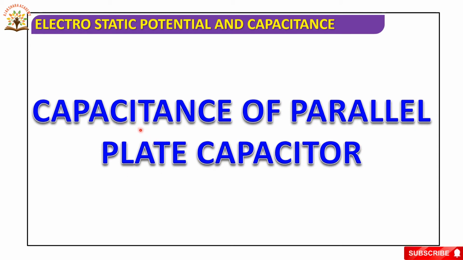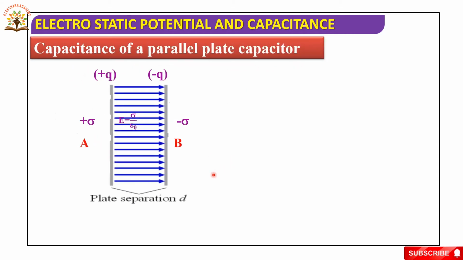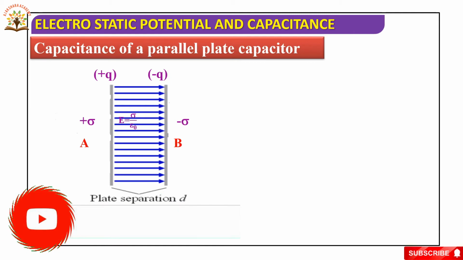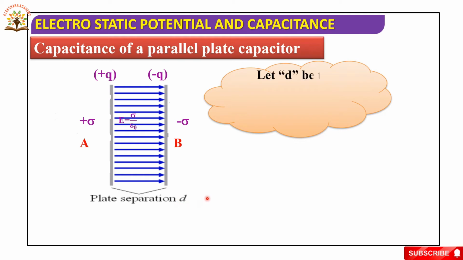Okay, let us go to today's session. First one: capacitance of a parallel plate capacitor. Here this is the parallel plate capacitor, A is one plate and B is the other plate. One is a positive plate and the other is a negative plate. Let D be the distance between the two plates of the capacitor. This is the separation of the two plates.